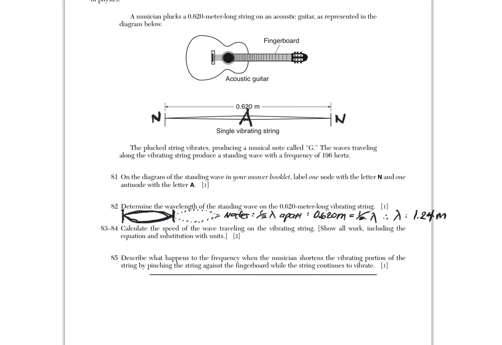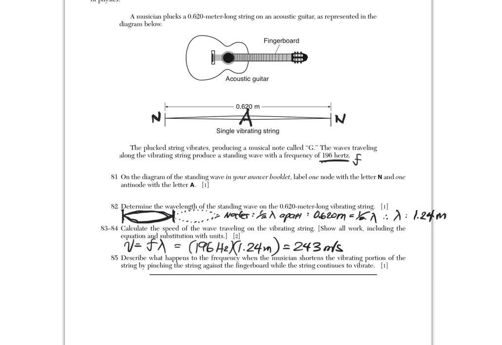And now that I know the frequency, the 196 hertz, and the wavelength, calculate the speed. V equals f lambda. Let's go, buddy. 196 hertz, wavelength is 1.24 meters. Error carried forward on that, of course. And we get 243 meters per second. So 243 meters per second. That is the correct answer.